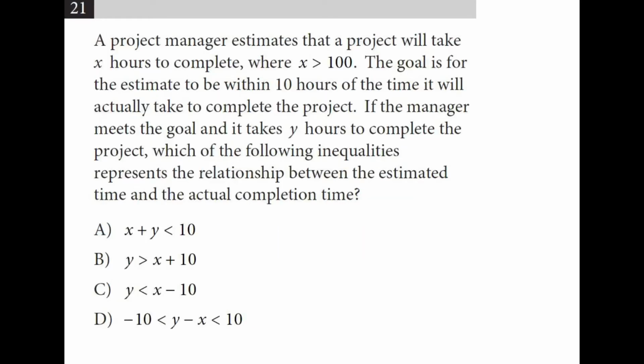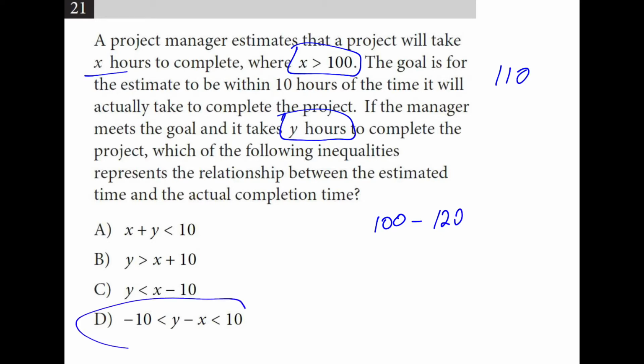A project manager estimates that a project will take X hours to complete, and that number X is somewhere above 100, so let's just pick a number. Let's say it's 110. If the manager meets the goal and it takes Y hours to complete the project, which of the following inequalities represents the relationship between estimated and actual completion time? So it could be less than 110, it could be greater. In fact, if it was anywhere between 100 and 120, we would have met the goal. That's why D is the best inequality, because you can plug in these different numbers for Y and keep this in for X and it still works. It represents the spread 10 below and 10 above the estimate.